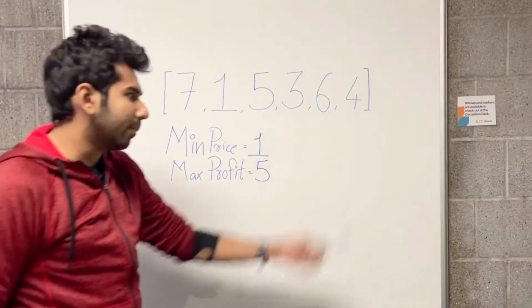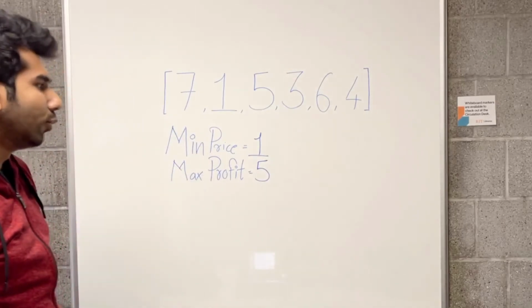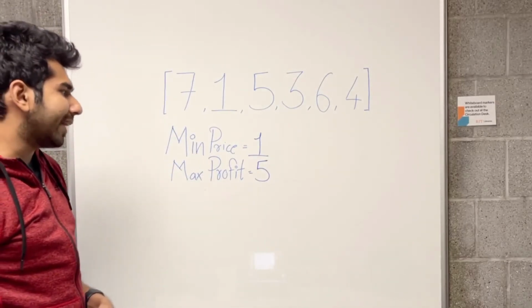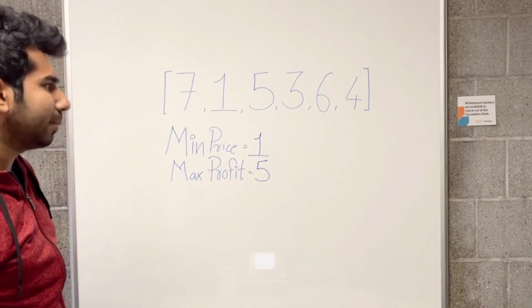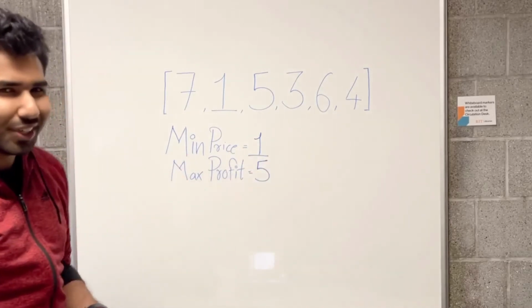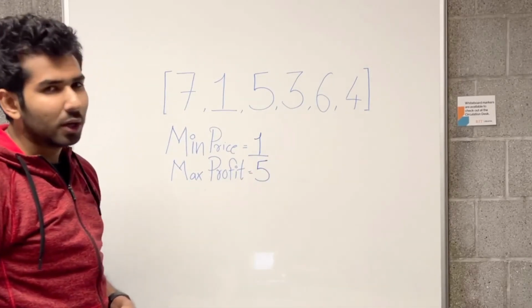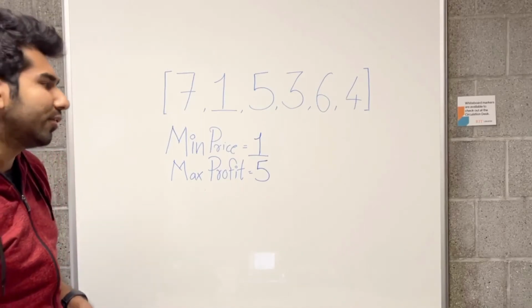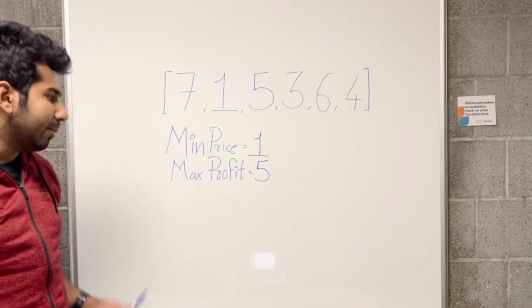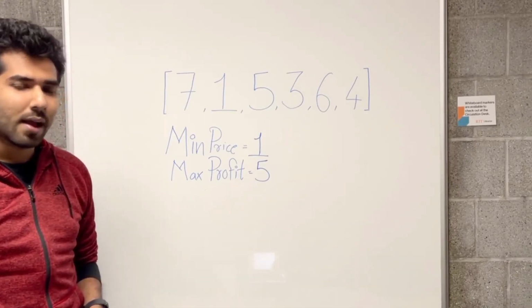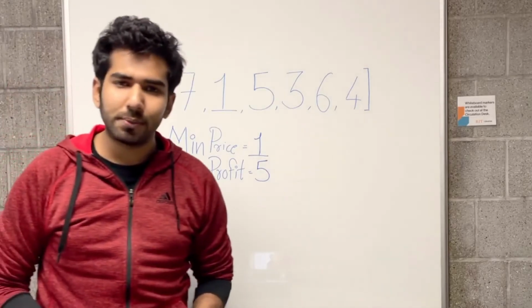Okay, now we come at the last index, value 4. So the minimum price still stays 1 and the profit will be 4 minus 1, 3, which is lesser than 5. So we do not need to update the maximum profit. Okay, in the end we'll be returning the maximum profit 5. Let's quickly code this approach.